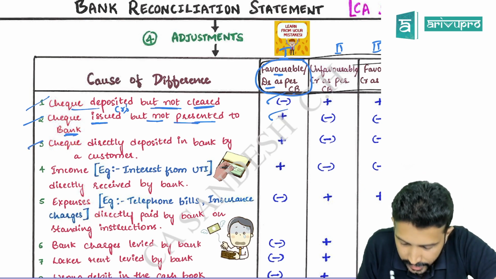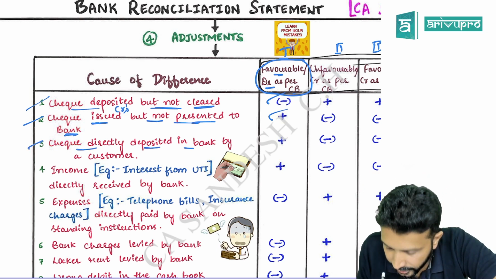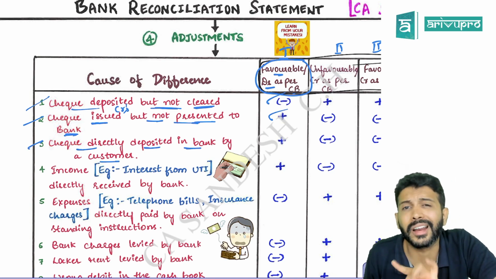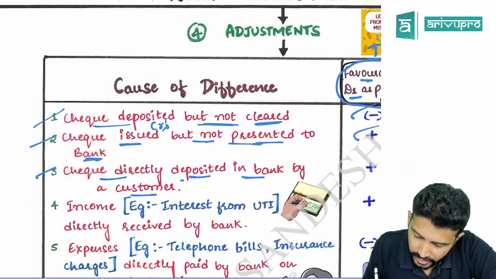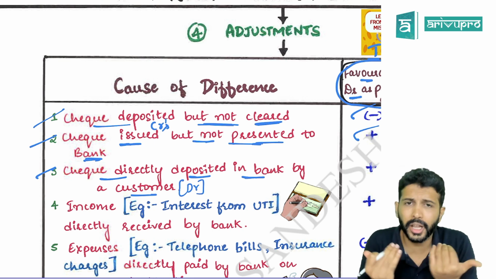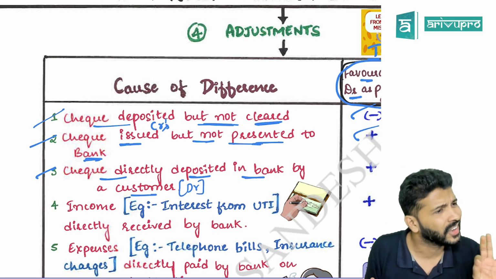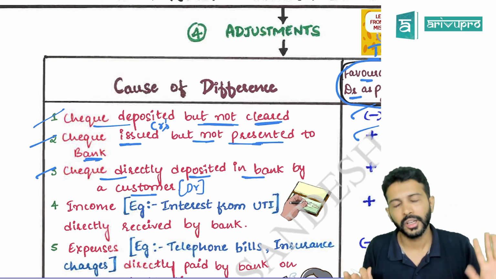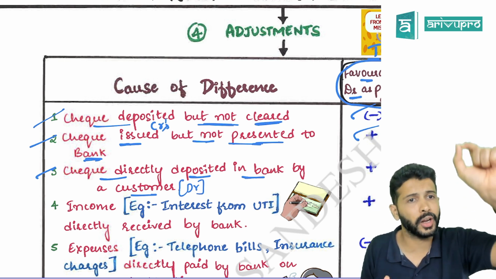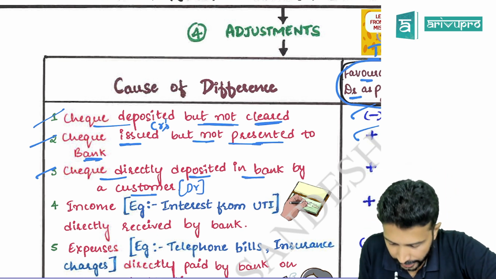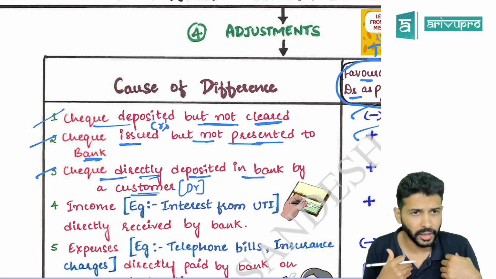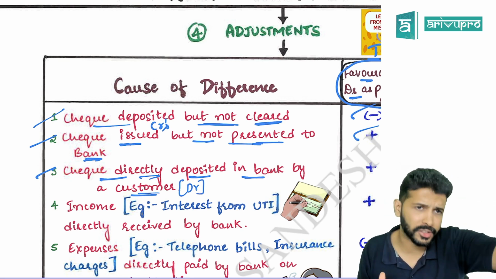Next: check directly deposited in bank by customer. Sir, customer means debtor or creditor? Customer means whom we have sold the goods to. Somebody to whom we sell goods, we call that a customer or debtor. Supplier is our creditor. Customer is used for debtors and supplier is used for creditors. Now check the scenario. Check directly deposited in bank by a customer. Meaning, let's say I have sold goods to one of my customers.